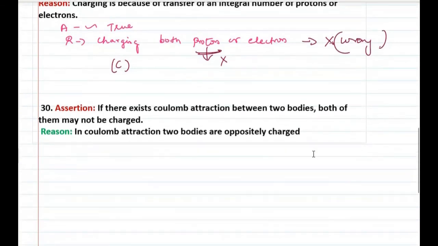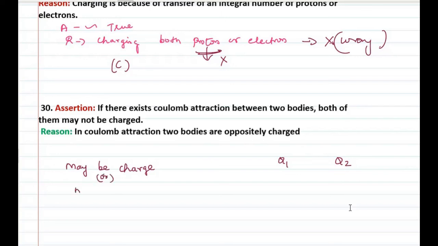Okay, if there exists a Coulomb attraction between two bodies, both of them may not be charged. So you can have two bodies where one body is charged and the other body may not be charged, and there will be an attraction. Both bodies may be charged or may not be charged. May be or may not be.